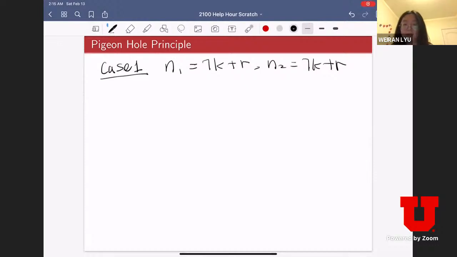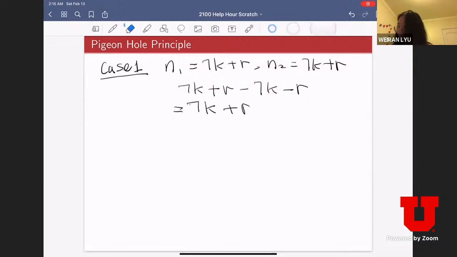And if they have the same remainder, you can use the fact that the difference would be this, and which you end up with 7k plus r, sorry. So which would just give you 0. And we know that 0 is divisible by 7.